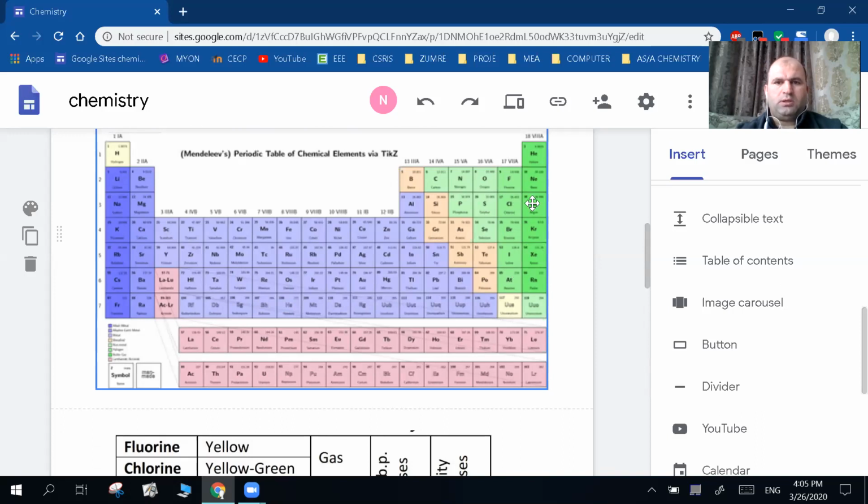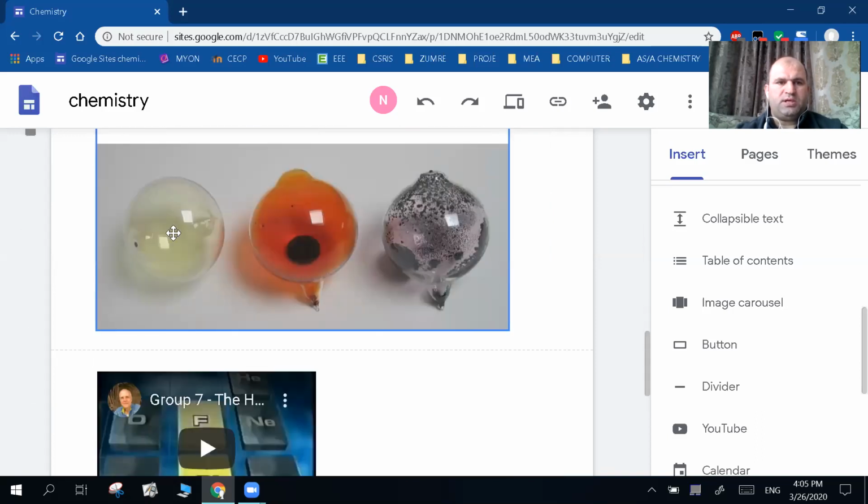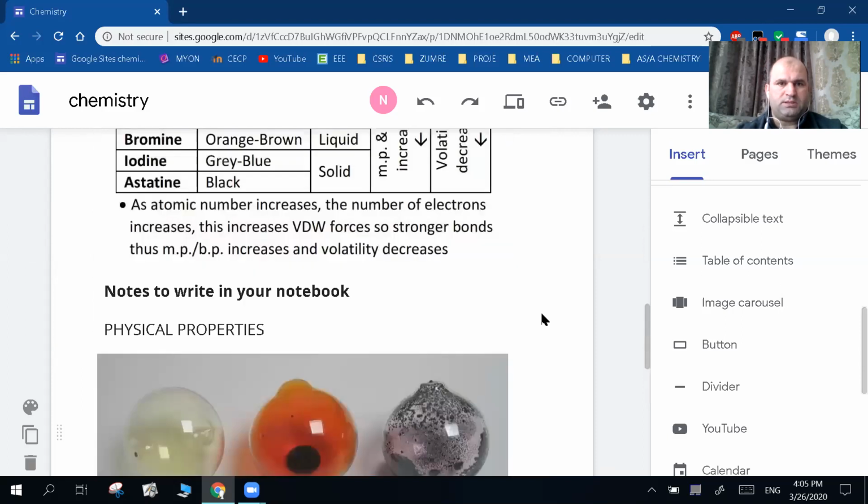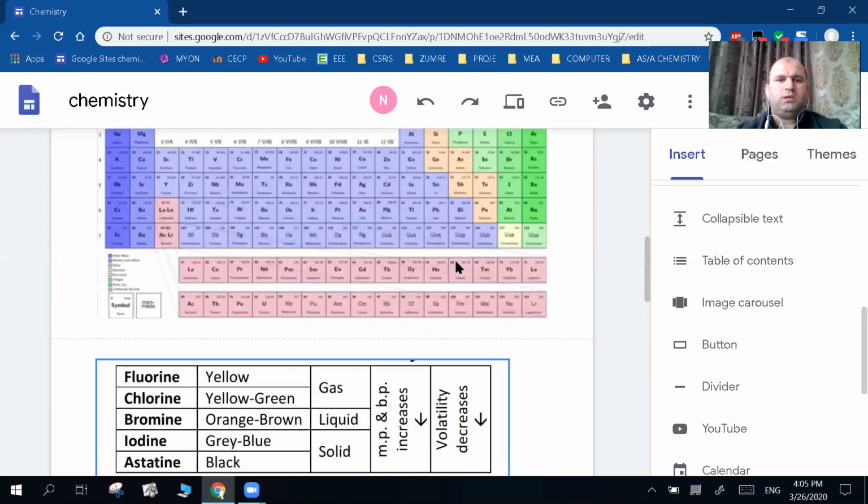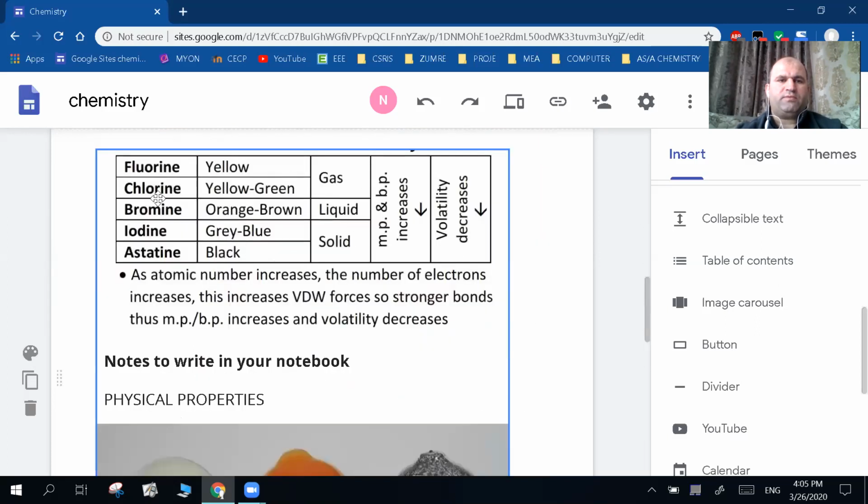Fluorine is yellow, chlorine is greenish yellow, bromine is reddish, and iodine is more purple. Why is this solid? You know, iodine. This is bromine. This is chlorine. Fluorine is not in this picture. If you check the physical state of fluorine, chlorine, bromine, iodine, astatine: fluorine and chlorine are gases. Bromine is liquid. Iodine is solid.